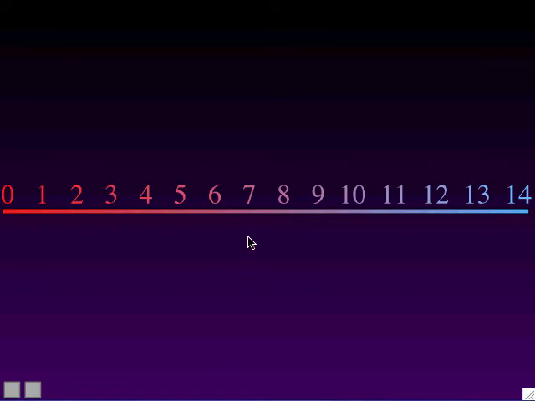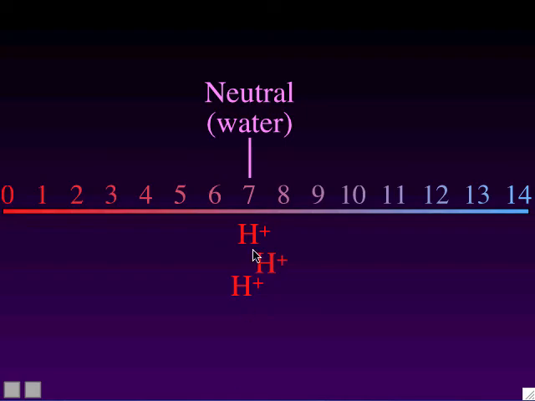Well, what they did is they said that the concentration of hydrogen ions that you find in pure water, they're going to define that as pH 7. And so, let's use these hydrogen ions right here to represent the hydrogen ion concentration in pure water, and they just called that pH 7 just by definition. So pure water, just by definition, is pH 7.